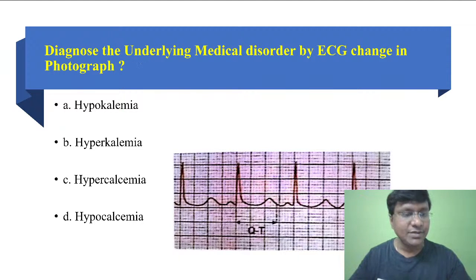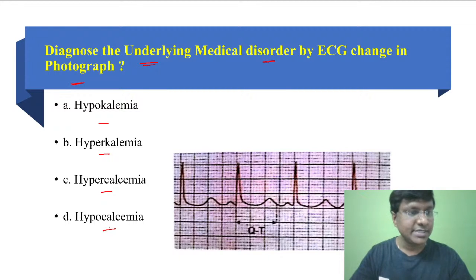Diagnose the underlying medical condition by the ECG change in the photograph: hypokalemia, hyperkalemia, hypercalcemia, or hypocalcemia. Based on the ECG change given to you, please make out what is the electrolyte abnormality that is being shown to you.